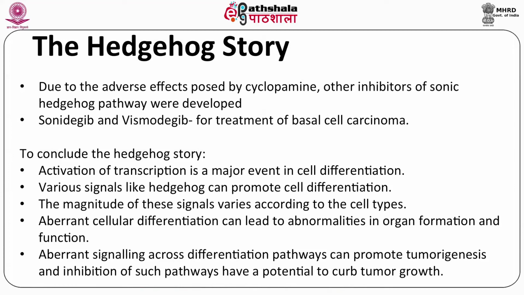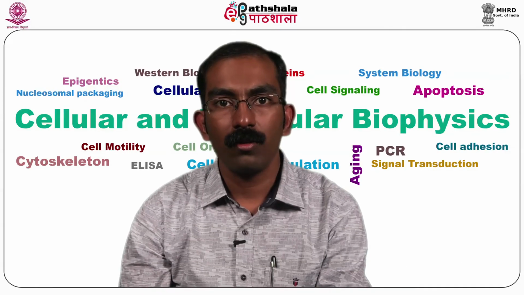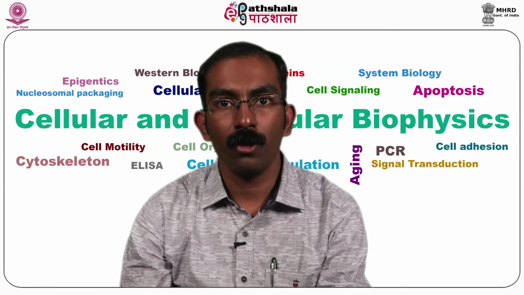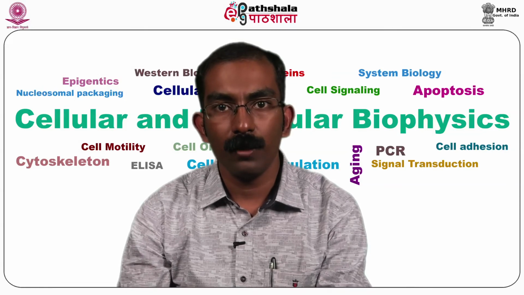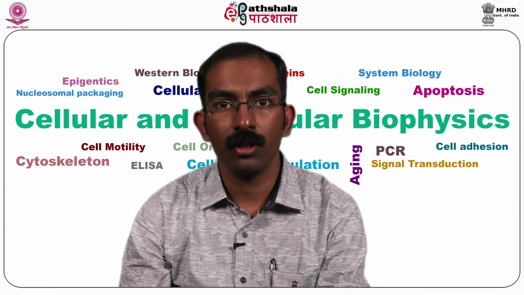So to conclude the hedgehog story, activation of transcription is a major event in cellular differentiation. Various signals like hedgehog signaling and notch signaling can promote cellular differentiation. Magnitude of these signals varies according to the cell types. Aberrant cellular differentiation can lead to abnormalities in organ formation and function. Aberrant signaling across cellular differentiation pathways can promote tumorigenesis, and inhibition of such pathways has the potential to curb tumor growth.